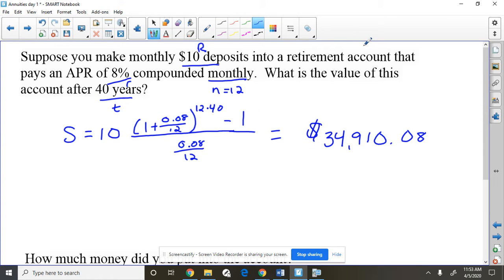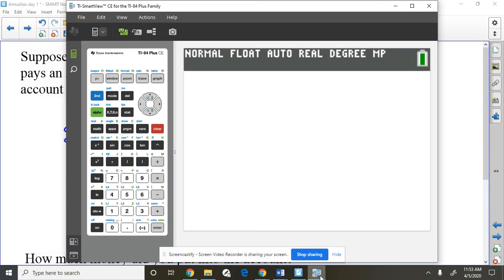I wanted to do a little extra video in case anyone is having any trouble getting these calculations into their calculator correctly. This was the example from class today. When we put this into the calculator, we need to make sure that everything in this fraction is grouped together correctly. So, in that example, our monthly payment was $10. So the 10 is outside of the fraction.